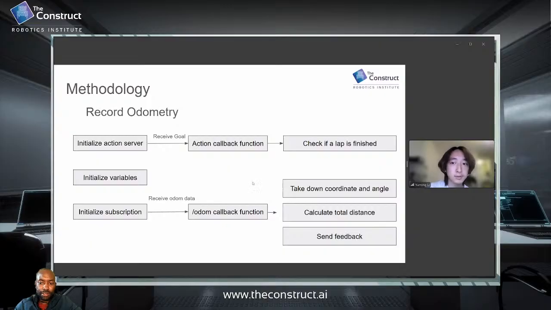Okay, so there was a logging of the initial x and y values so that you would know that was the beginning. Yes, exactly. And in the Odom callback function, we do three things: write down the coordinate and angle, arrange it in a list, and then calculate the total distance, and then send feedback to the client about the third task. That's basically it.